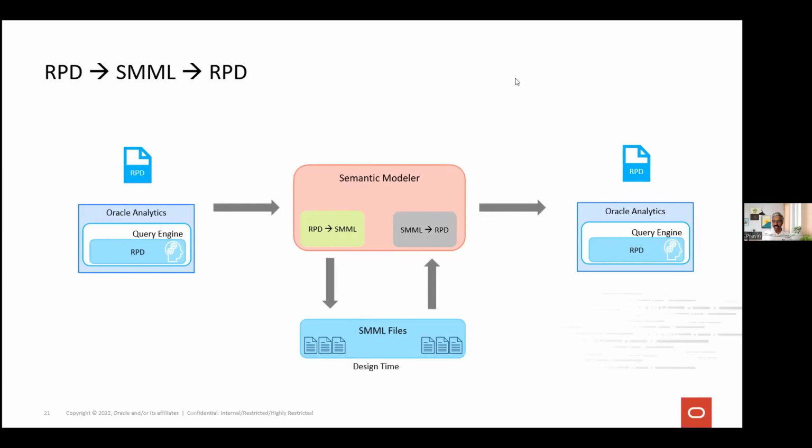From there on, any development that you do in Semantic Modeler is happening on top of these Semantic Model Markup Language, SMML files. Okay, you can edit these files directly, or you can use the UI. But when it comes to deployment, the Oracle Analytics Query Engine still requires an RPD file. So the SMML files are converted to RPD and then published or deployed to the Oracle Analytics Query Engine.